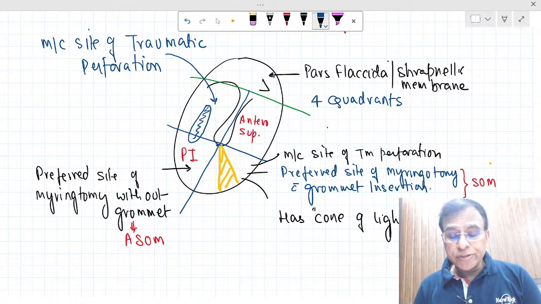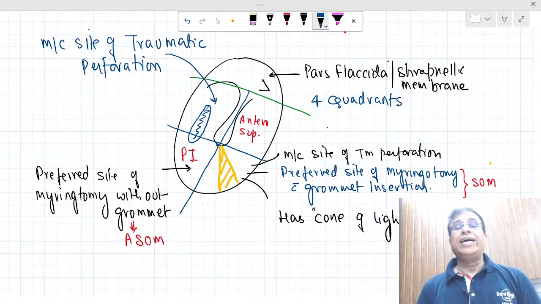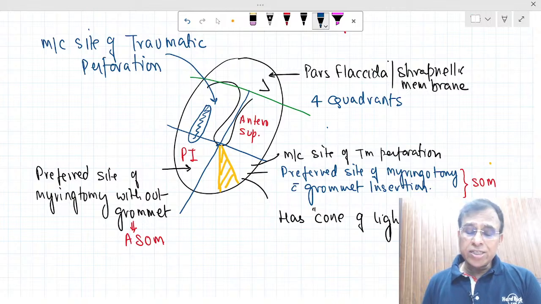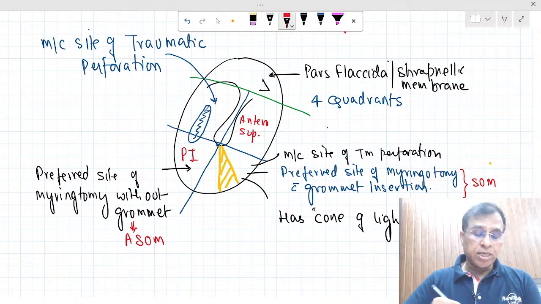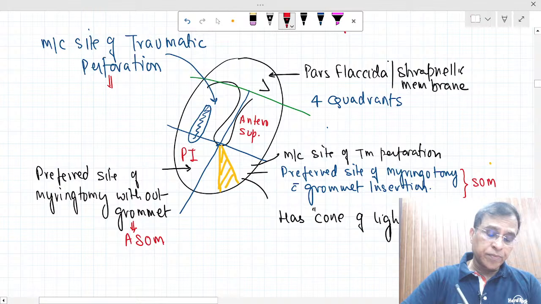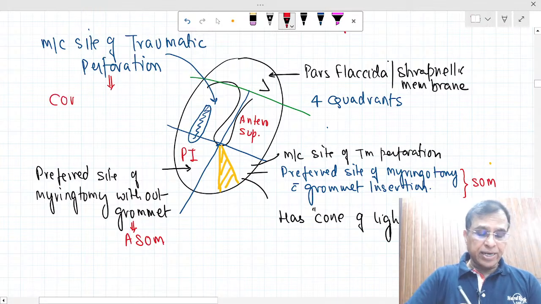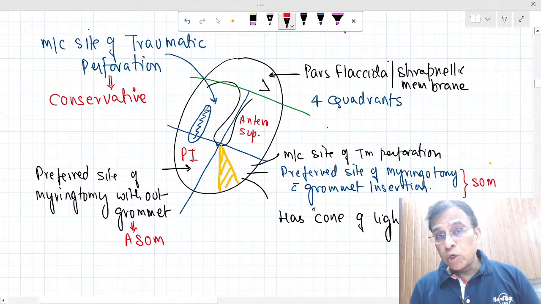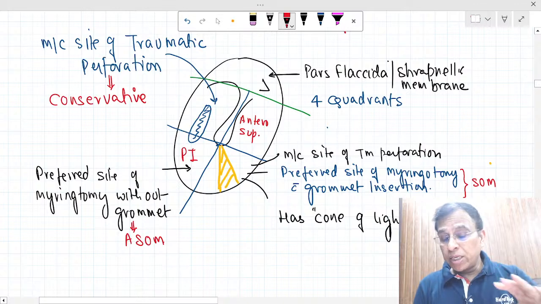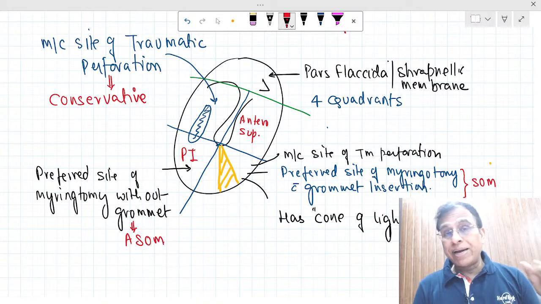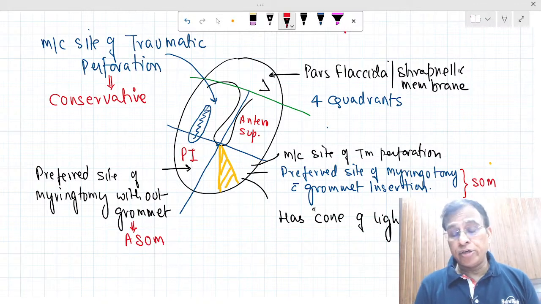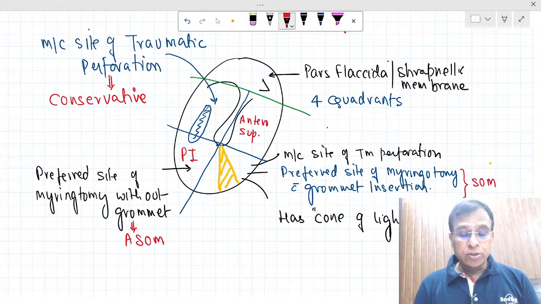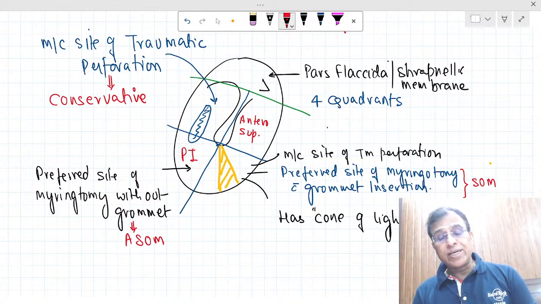And so traumatic perforation is very easy to identify and diagnose. And you know why it's so important to diagnose traumatic perforation? Because they ask you the treatment, and the treatment is conservative management. You don't have to do anything. 95% of traumatic perforations will heal within 1 to 2 weeks without any treatment. Tympanic membrane is very good at healing. It heals really well. So don't do anything. This will heal. That's why it is important.